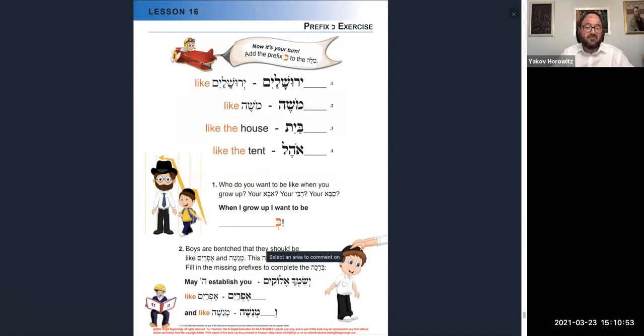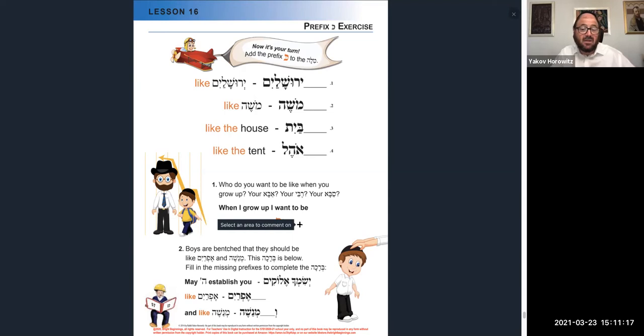And then again, the reverse of that: you have the term like Yerushalayim here on top, so that would be a chaf before it, ki Yerushalayim, like Moshe, ki Moshe. Here's a question. Who do you want to be like when you grow up? Your Abba, your Rebbe, your Saba. When I grow up, I'd like to be ki, like my father, like my Rebbe.